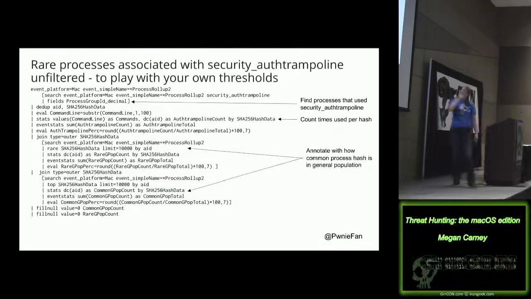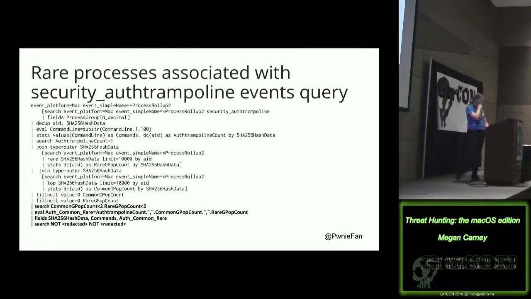which, again, try not to get lost in it. Basically, all we're doing is looking for the processes that used off-trampoline, counting the number of times it's used, and then adding to that information how common this process is in the general population. And then once we have that data, we can filter on it. So that part bolded at the bottom, we're searching for things that are uncommon, and we're filtering out things we know trigger false positives.